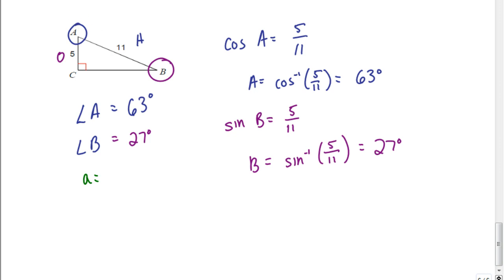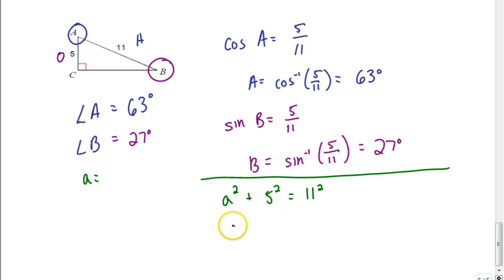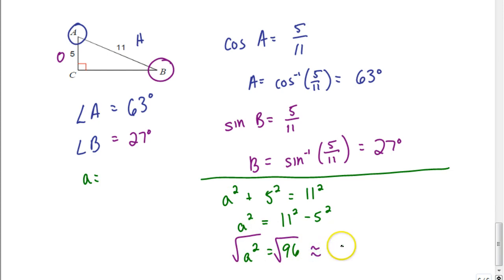And so to find side A, if you use the Pythagorean theorem here, a squared plus b squared equals c squared. Well, this time A is what we're trying to find, so we'd have a squared. Side B is the 5, so that would be plus 5 squared. And side C is the 11, so that would be 11 squared. And since 5 squared is 25, I'm going to subtract that from both sides. So I'd subtract 5 squared from both sides, giving me 11 squared minus 5 squared, or 121 minus 25, gives me 96. Take the square root of both sides, and you get approximately 9.8 as your answer. So side A would be about 9.8.